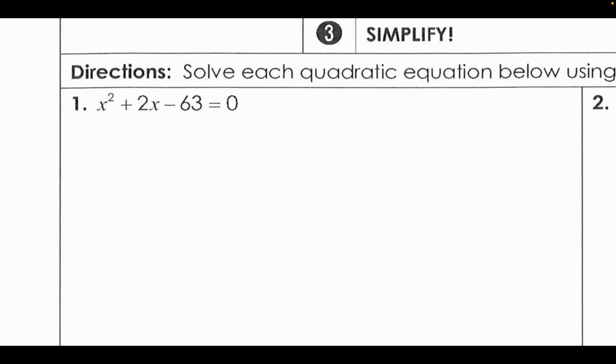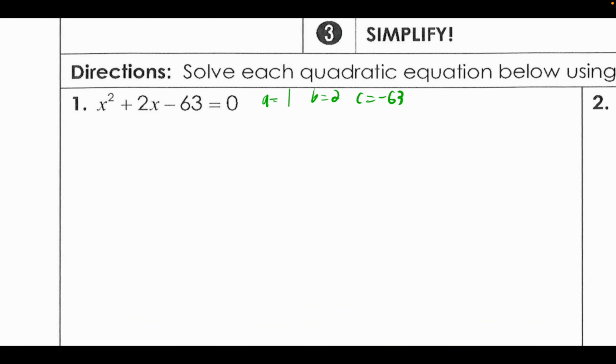So on number 1, we make sure that it's all in the correct form. Ax squared plus bx plus c equals 0. It is in fact in that form. And so we identify a as 1, b as 2, c as negative 63. And I won't be writing that out every time, but I am writing it for this initial one.